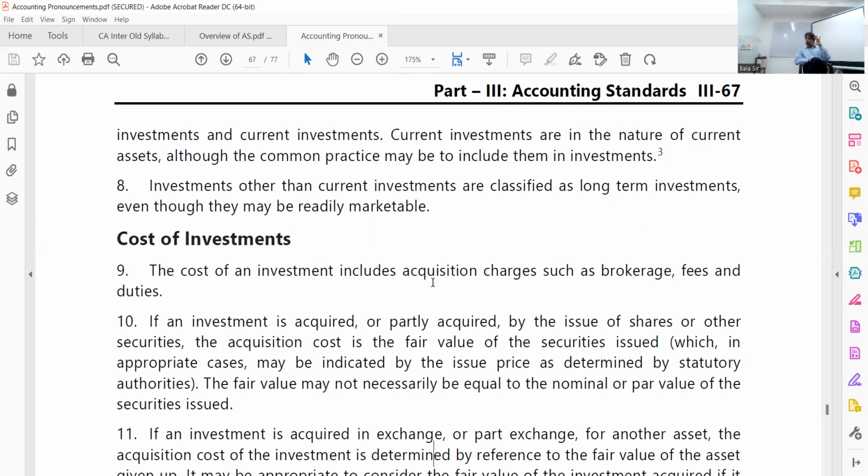But I'm going to skip para 10 and para 11 for the time being. That is more of a, we are all known for barter. What is barter?